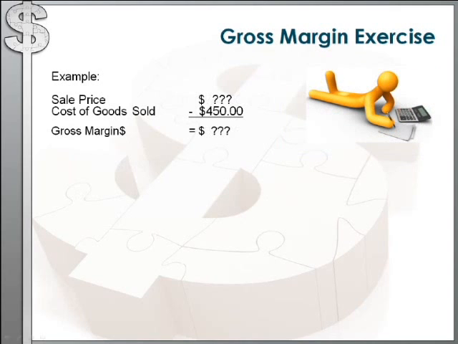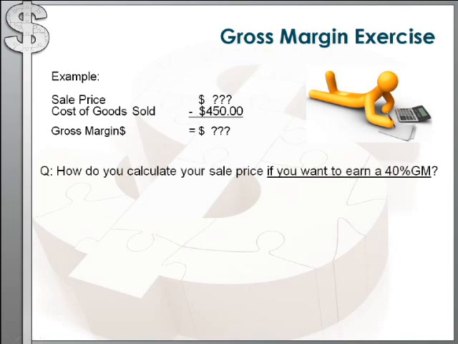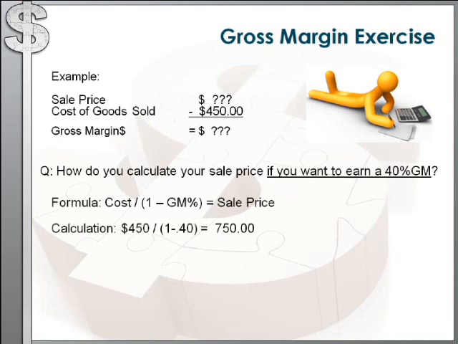In this next example, we've got a cost of goods sold of $450. How do you calculate your sale price if you want to earn a 40% gross margin? Again, there's our formula. The cost divided by 1 minus the gross margin percentage, which is 40%, will equal your sale price. There's your calculation. $450 divided by 1 minus 0.4, which is 0.6, equals $750. So that tells me if the sale price is $750, by selling it at that price, I'm making 40 points or 40% gross margin. 40 cents on every dollar of that sale price is gross margin profit.